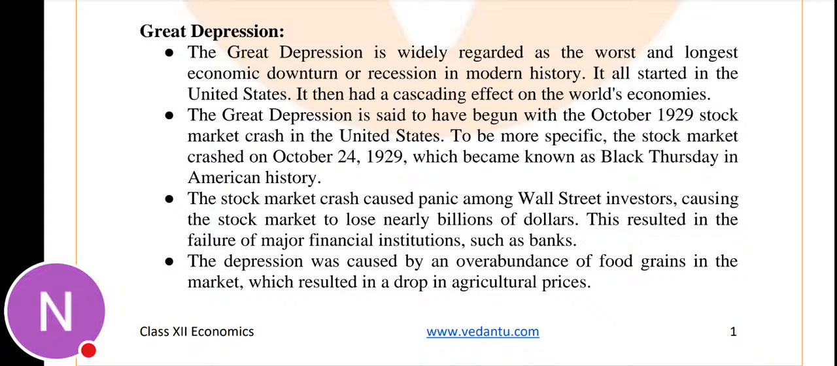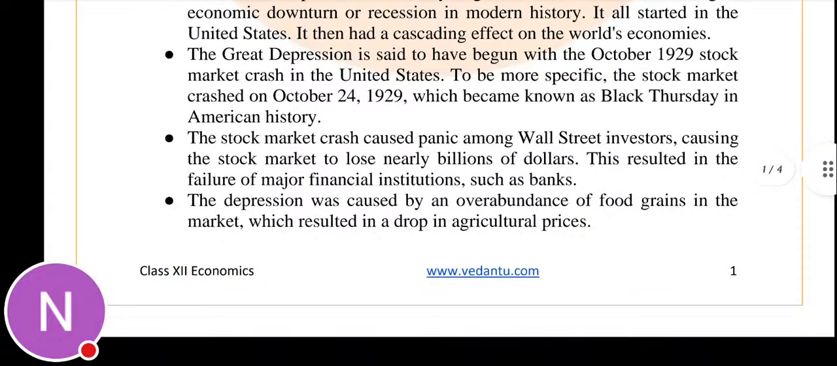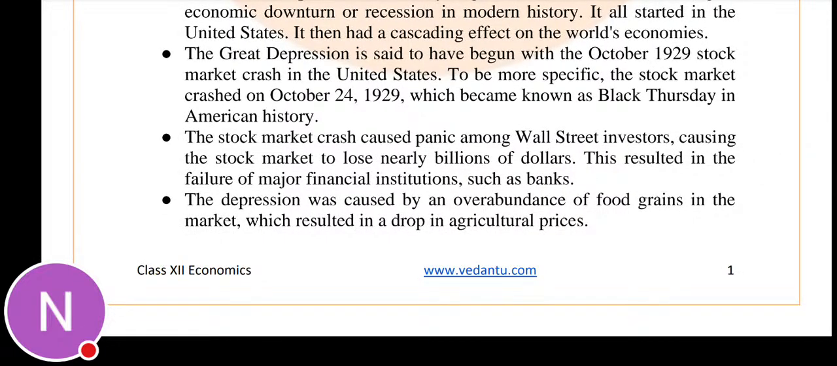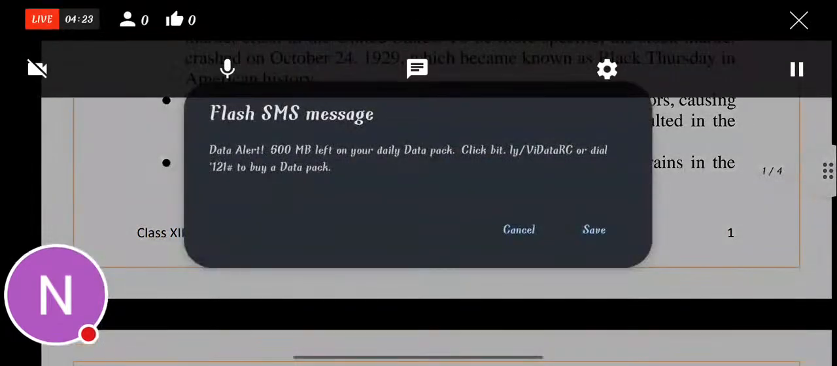The Great Depression began in October 1929, when the stock market crashed in the United States. To be more specific, the stock market crashed on October 24th, 1929, which became known as Black Thursday in American history. It is also an important question.